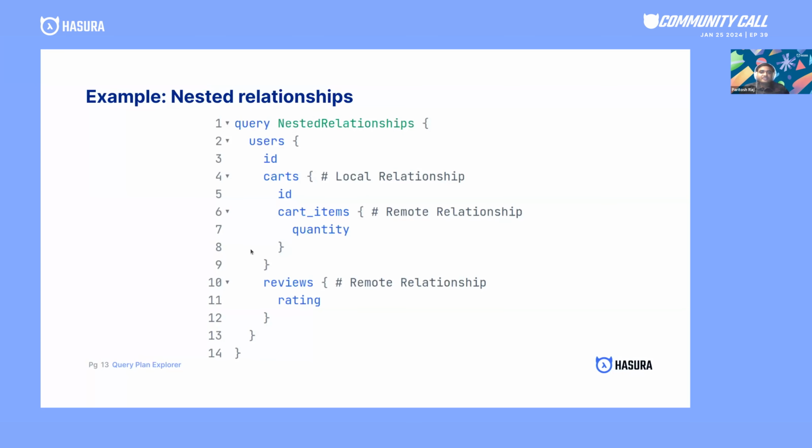Next, we have a nested relationship. This is also interesting because here we have a remote relationship with a model which actually has a local relationship with the top level model. So we have a model called user and a card, which are both backed by the same data connector. And then we have a cart items model, which is backed by some other data connector. And we have a relationship between card and cart items. And then we have reviews, which have a relationship with the user model.